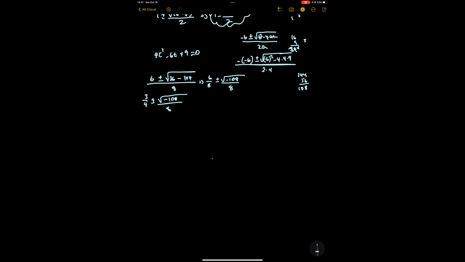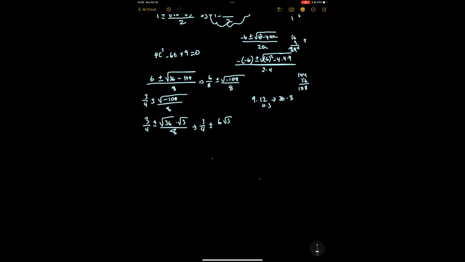And so now we're going to have a complex number. So how can we handle 108? Well, 108 is also 9 times 12. And 12 is what? 12 is 4 times 3. So basically 108 can be written as 36 times 3. So that would be 3/4 plus or minus the square root of 36 times the square root of 3 all over 8, which will be equal to 3/4 plus or minus 6 square root of 3.